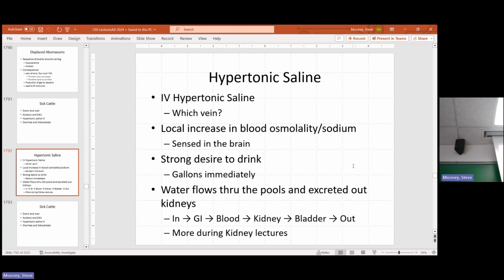So we're forcing her with this hypertonic saline through that portal vein to flush the stuff out of her body. And we'll talk more about how that works when we get to the kidney lectures in a couple weeks. But that's what we're trying to do.